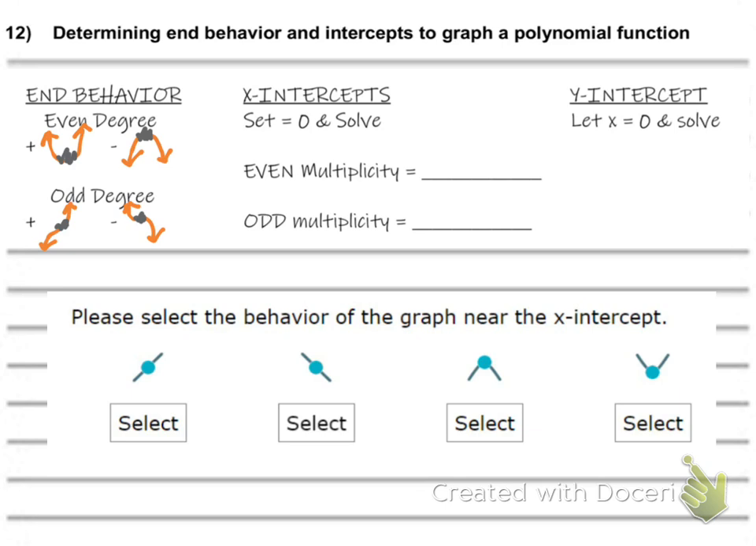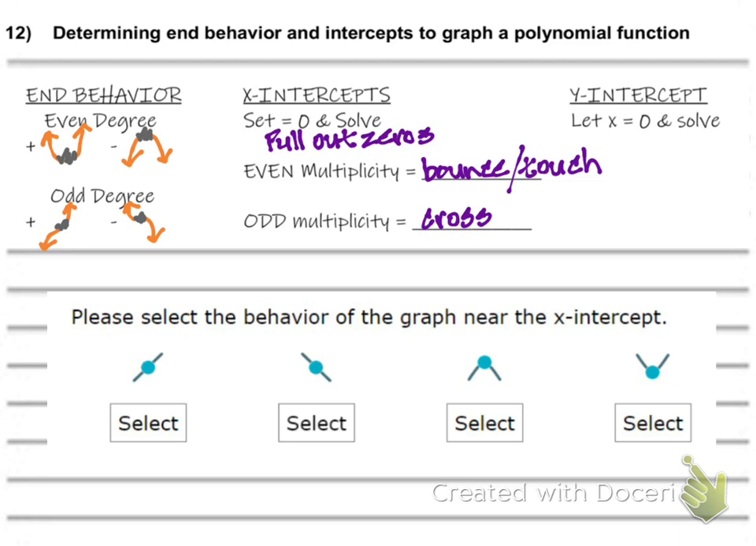To find the x-intercepts, we're going to set our function equal to 0 and solve. What we end up doing here is just pulling out those zeros, okay? Now, we do want to pay attention to the multiplicity of the factor. If the factor has an even multiplicity, that means that zero is going to bounce or touch the axis, okay? If we have a factor that has an odd multiplicity, 1, 3, 5, right? That means that the factor is going to cross the graph there.